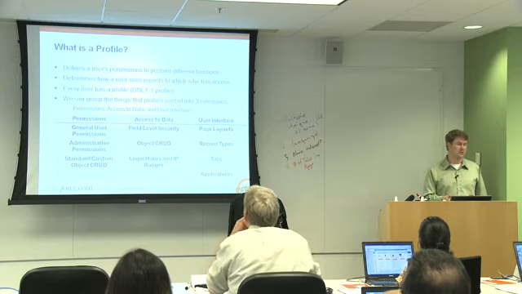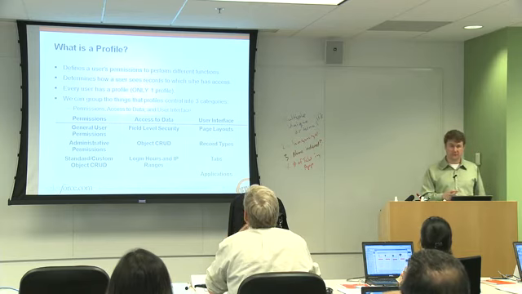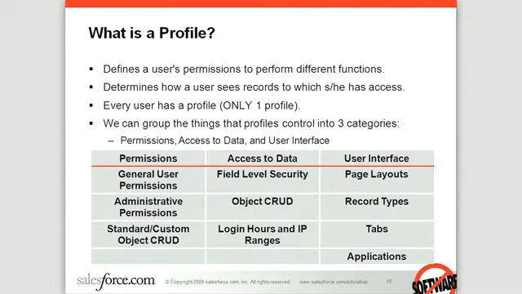Okay, and I'll show you those and give you some examples of what those are. So permissions are determined by profile. The second thing is access to data. Access to data does a number of things. There are two main categories within access to data: field level security, and object level security.